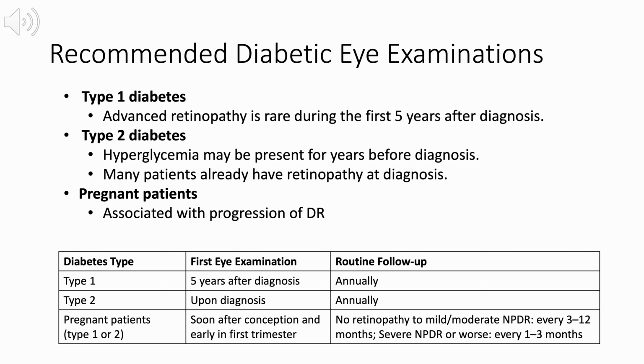Their follow-up is then stratified by severity. Patients with no retinopathy through mild or moderate NPDR are seen every 3 to 12 months, while patients with severe NPDR or worse are seen every 1 to 3 months.